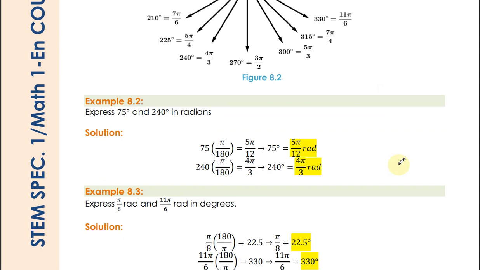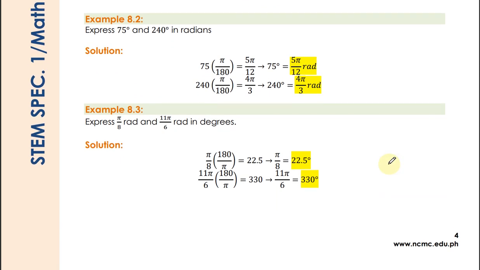So for example, there are more examples here in conversion. 75 degrees, convert it into radians. So 75, this is in degrees. So remember, you should use the opposite unit so that it cancels out. So that is 75 pi over 180, or that is 5 pi over 12 rad. 240, you multiply it by pi over 180, that is equal to 4 pi over 3 rad.